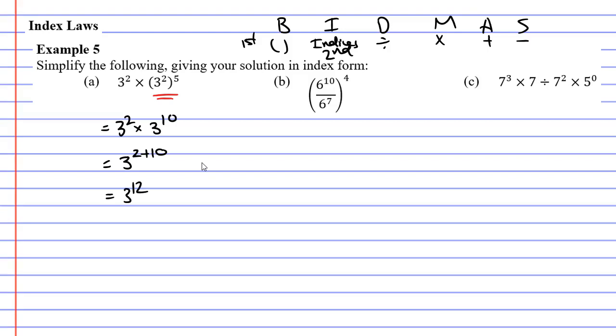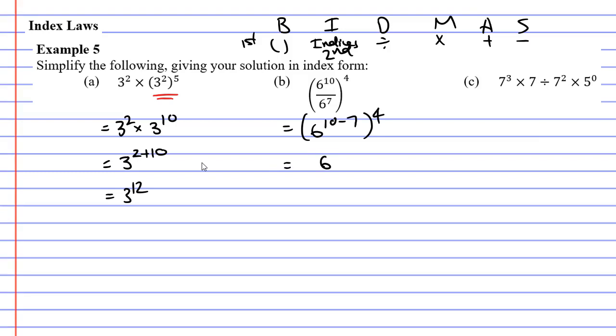Now looking at question B, you'll notice where you have some things happening inside the brackets, and anything inside the brackets should always be done first. So for this particular one, we're going to go 6 to the power of 10 minus 7, since if it's division or a fraction, we subtract the powers. All of this needs to be put to the power of 4 at the end.